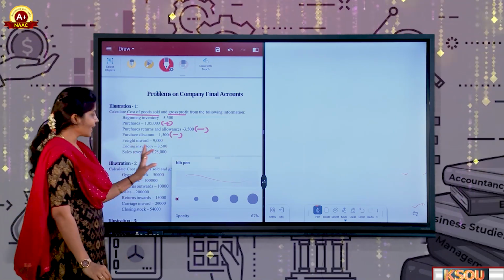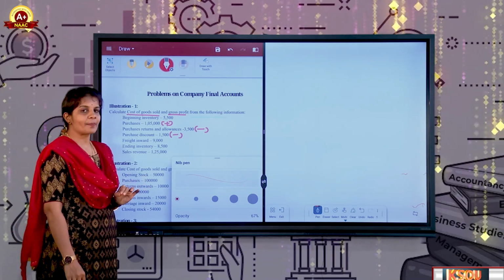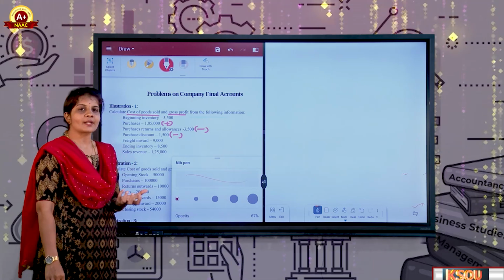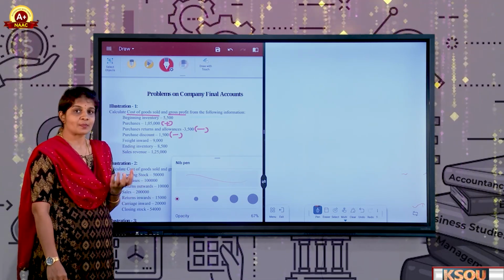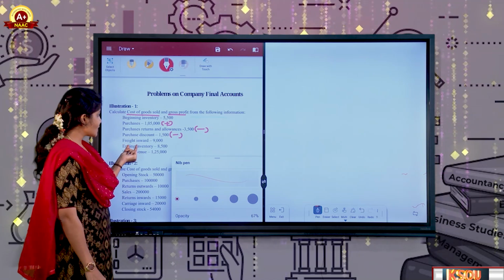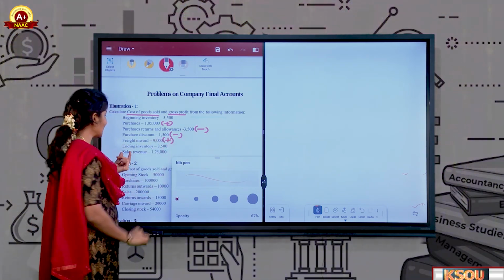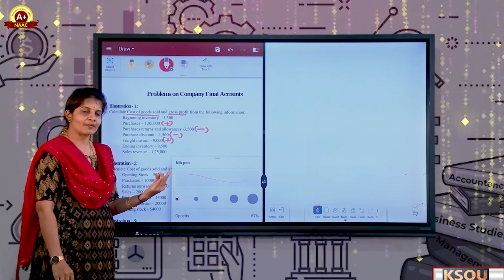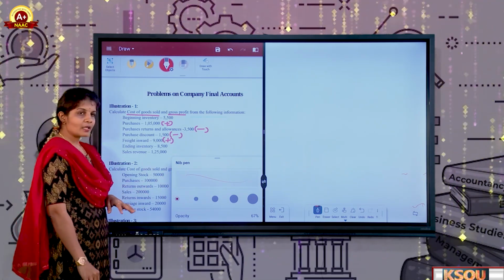And for the freight inwards. Freight inwards is a direct expense, like we are incurring some expenditure for bringing the raw material, that is called carriage inwards or freight inwards or transportation expenditure. So this is a direct expense, it should be added. And further, ending inventory. Inventory is nothing but stock. Beginning inventory means opening stock, and ending inventory is nothing but closing stock.